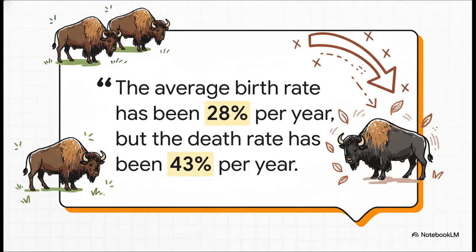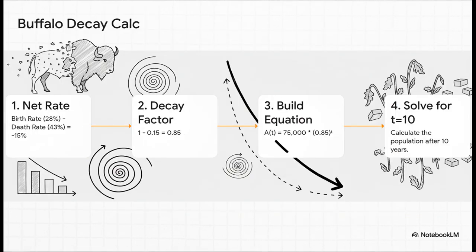Let's look at a real-world example from our source material, a herd of buffalo. Now, the birth rate was 28% a year, which sounds pretty good, but the death rate was 43%. So, way more buffalo were dying than were being born. And that sets the stage for what we call exponential decay. So, how do we figure out how bad it gets? It's actually just a few simple steps.